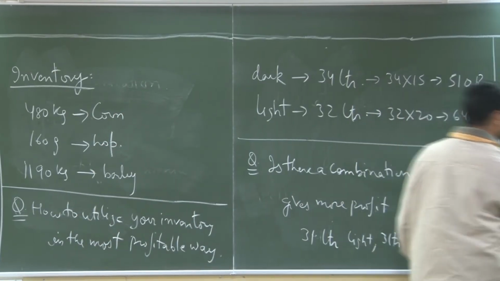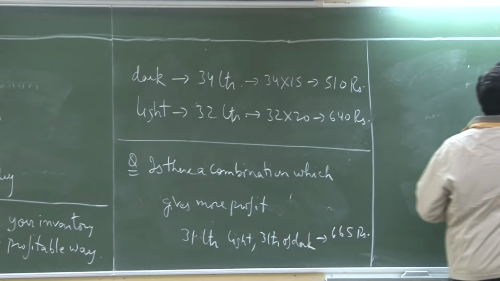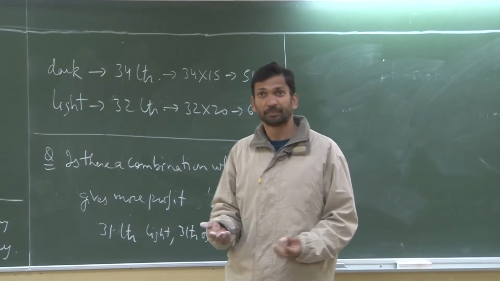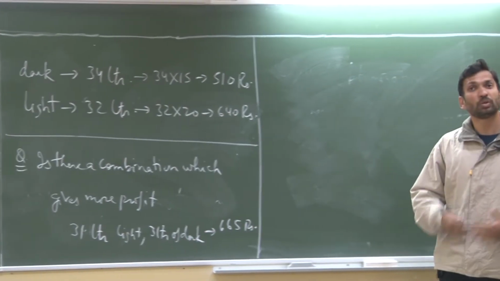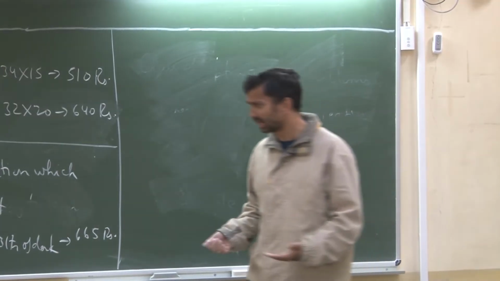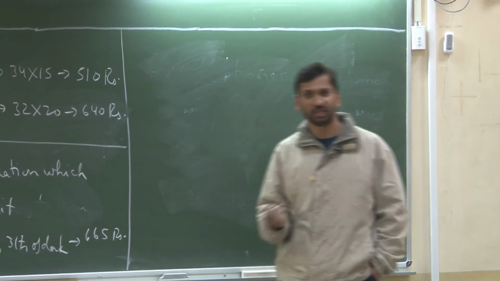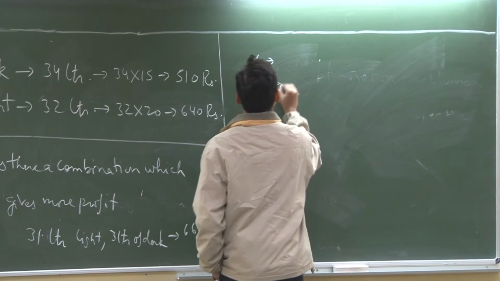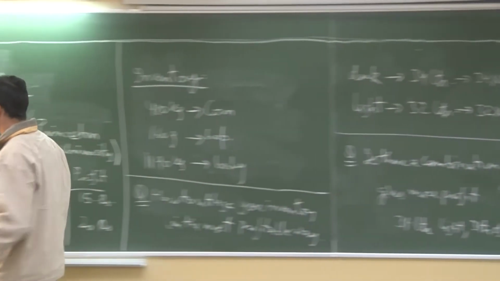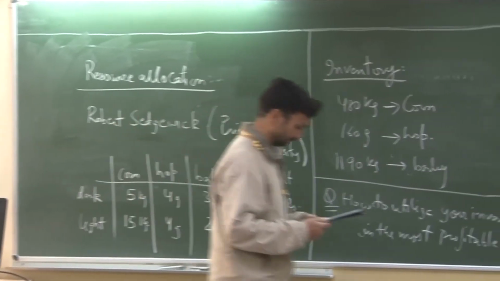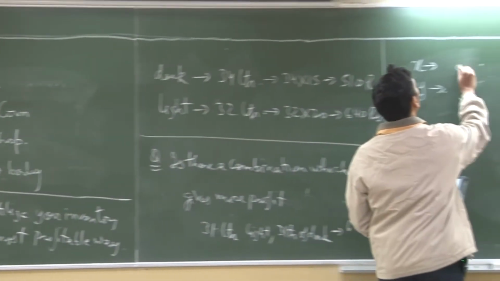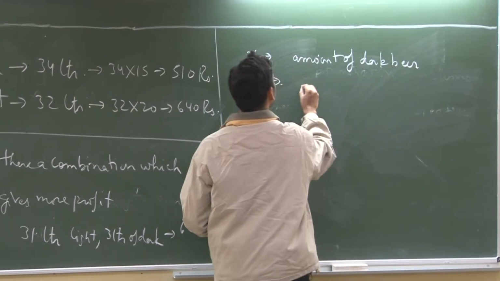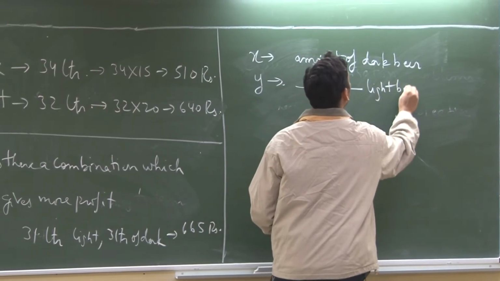But is this the best? Probably we can make 20 liters of light beer and more dark beer and get more profit. Where to stop? Right? So to answer this question, we will go into the mathematics of it. And this is something which you have seen even in high school. Let's write it as a system of equations. So let's say x and y are two variables which denote how much dark and light beer we want to make. So let's say this is the amount of dark beer in liters and this is the amount of light beer.